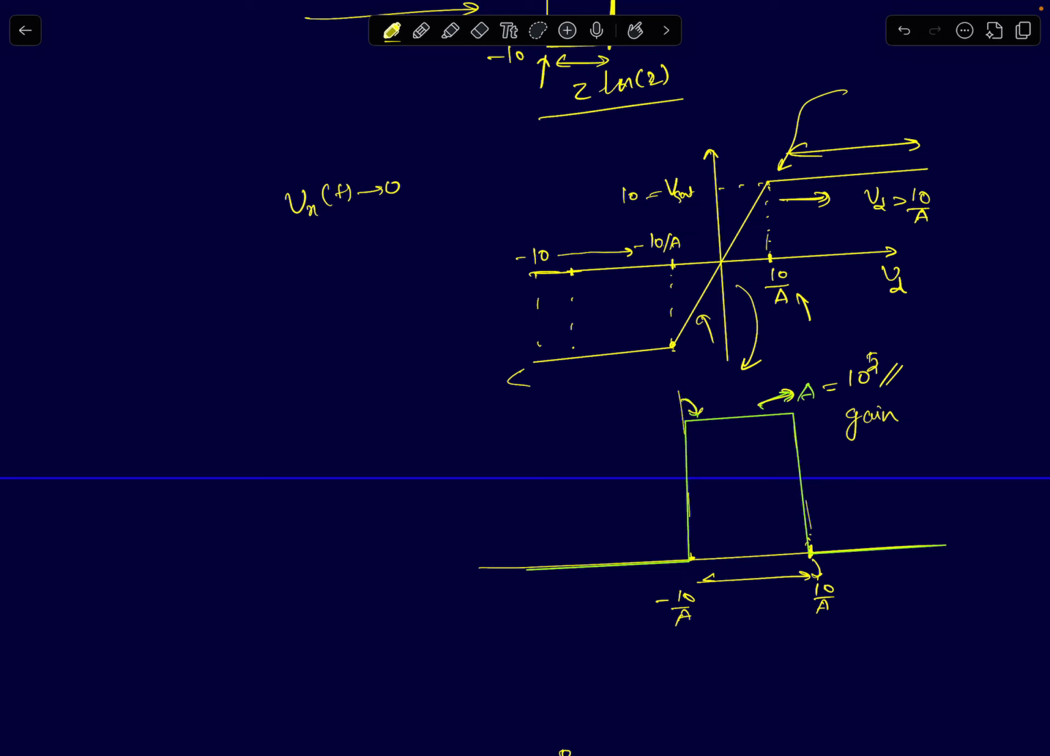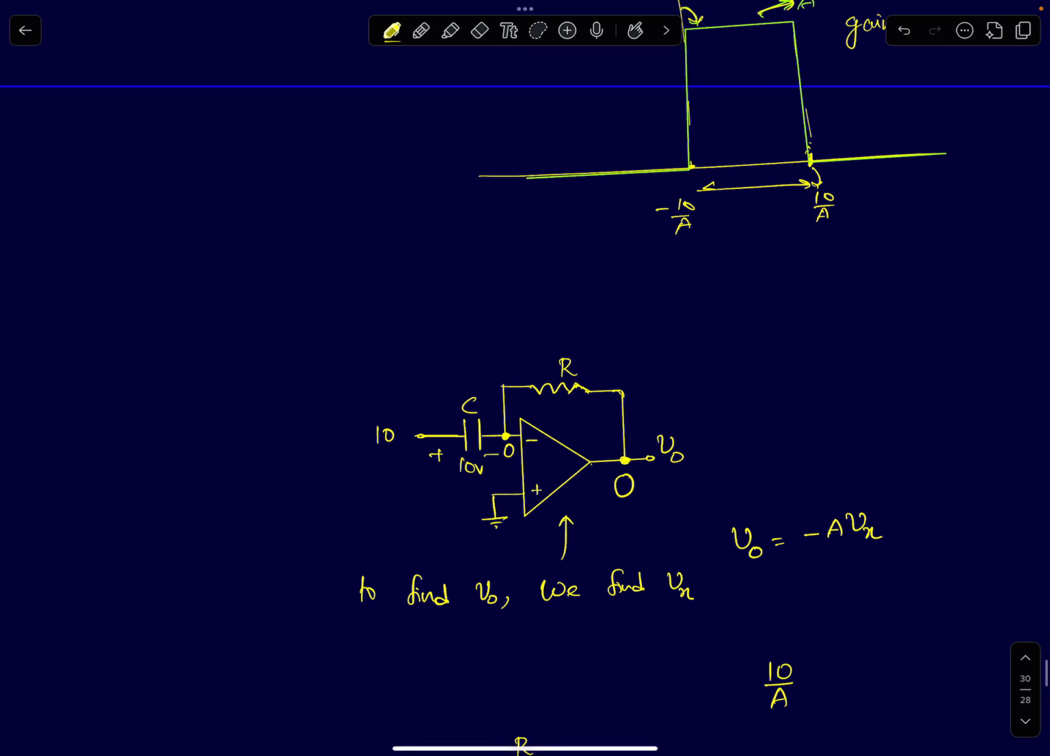Now let's come back to the circuit. Now we are analyzing the circuit. To find out V0, I will try to find out a mathematical expression, mathematically see what happens to Vx of t. And then from that I will try to figure out what would have happened to V0. Right? Because Vx of t is simply what?